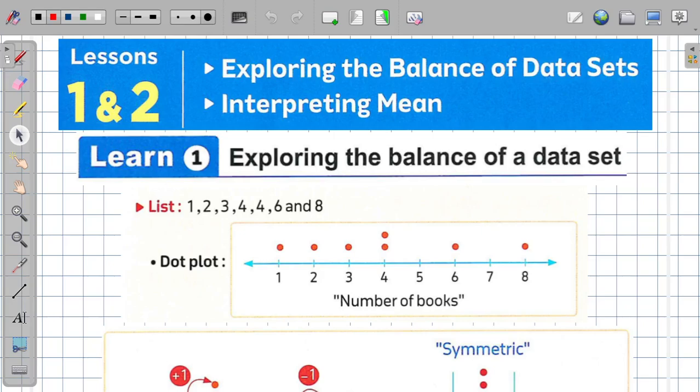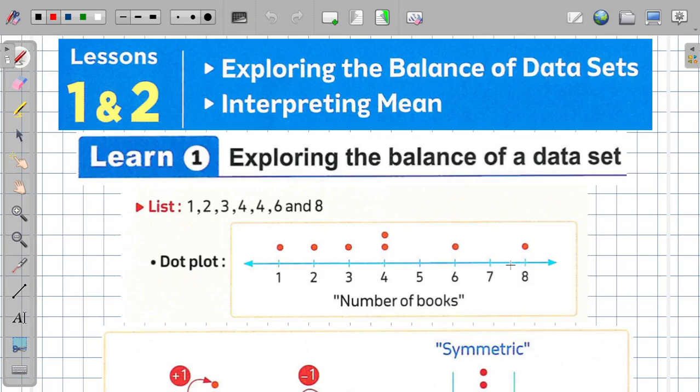So let's go. The first part of our lesson today is about how to find the balance point for a dataset. First, if I have a dataset like this: 1, 2, 3, 4, 4, 6, and 8, and I want to represent it on the dot plot or the number line, it will be like this. I have 1 repeated 1 time, 2 repeated 1 time, 3 repeated 1 time, 4 repeated 2 times, 5 not repeated, 6 repeated 1 time, 7 not repeated, 8 repeated 1 time. And I want to find the balance point of this data set. So what can I do?